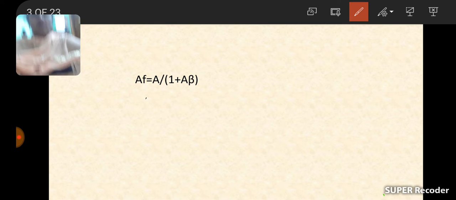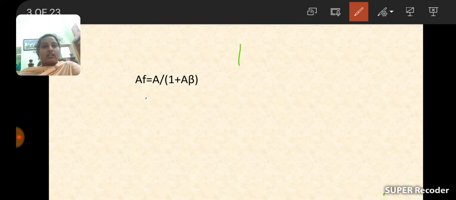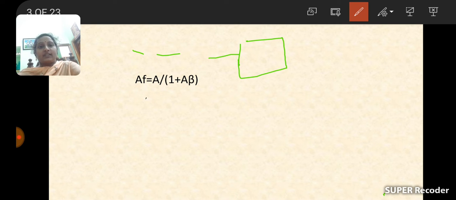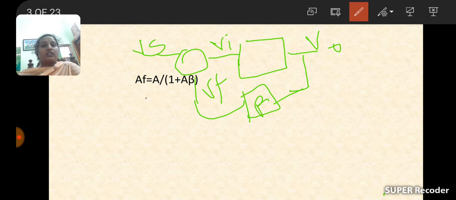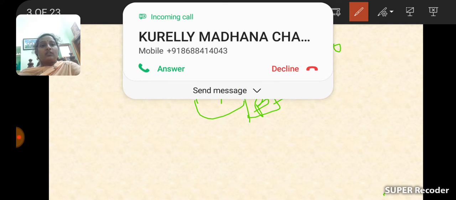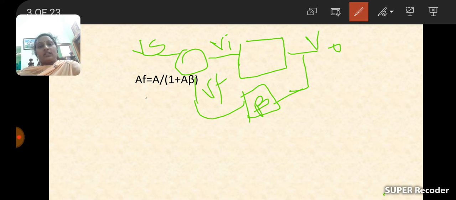The expression for the voltage gain with feedback comes from this diagram. This is the input voltage, and this is the source voltage. The input voltage is equal to the source voltage plus the feedback voltage. This is the input voltage and this is the output voltage. Here is the feedback network, indicated with beta, and the feedback voltage is represented as beta into V naught. So Vf is equal to beta into V naught.